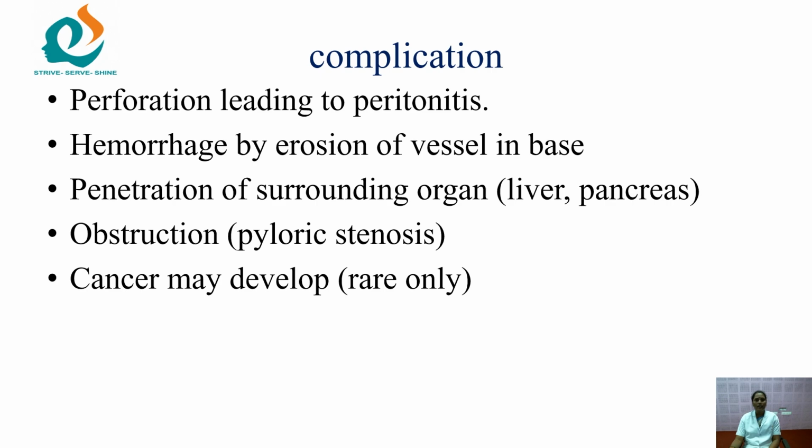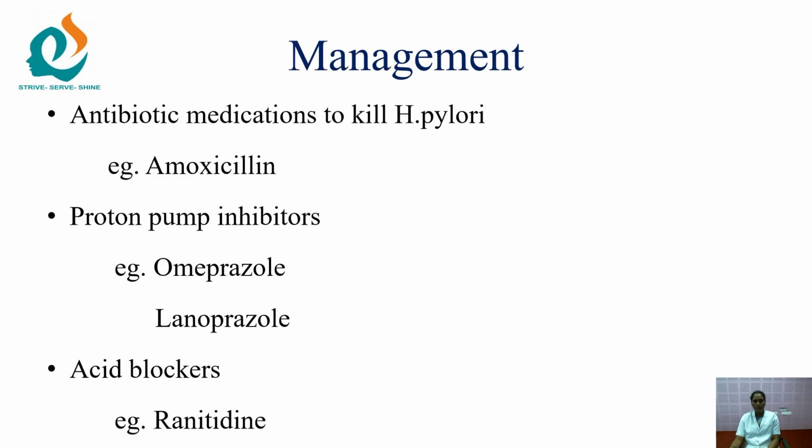Next, what are the complications that may occur in untreated peptic ulcer? First one, perforation leading to peritonitis, and hemorrhage by erosion of the vessels in the base. Then penetration into the surrounding organs, for example the liver and pancreas. Then obstruction, pyloric stenosis, that is the narrowing of the pyloric opening. Then cancer may develop, but it's rare. These are all the complications that may occur in peptic ulcer.